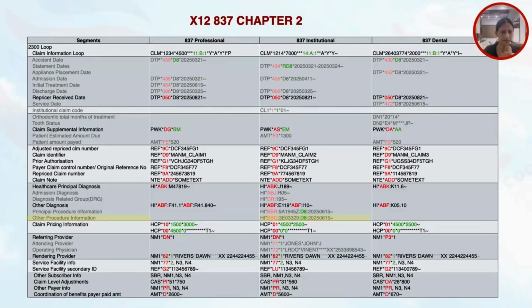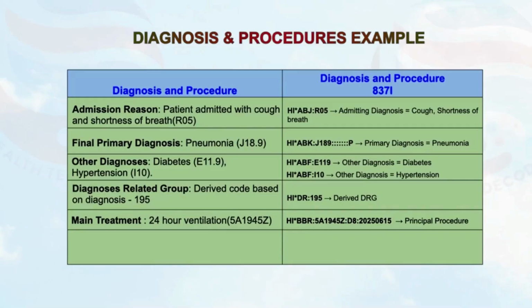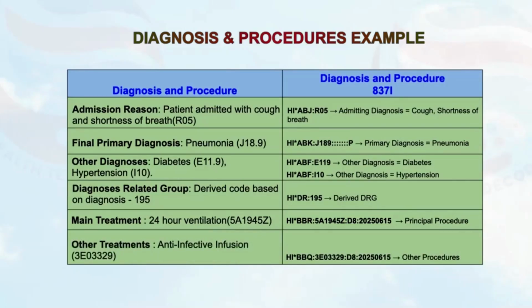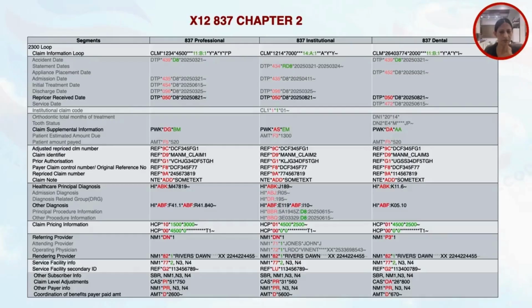Then similarly, other procedures like some anti-infective infusion was performed, and the code for that is the one you see here, 3E3329. I've just taken this code for the purpose of an example. And this other procedure was done on 2025-0615. Again, how will it be shown in the EDI file? Like this: HI*BBQ, then the code, D8, and then the date.